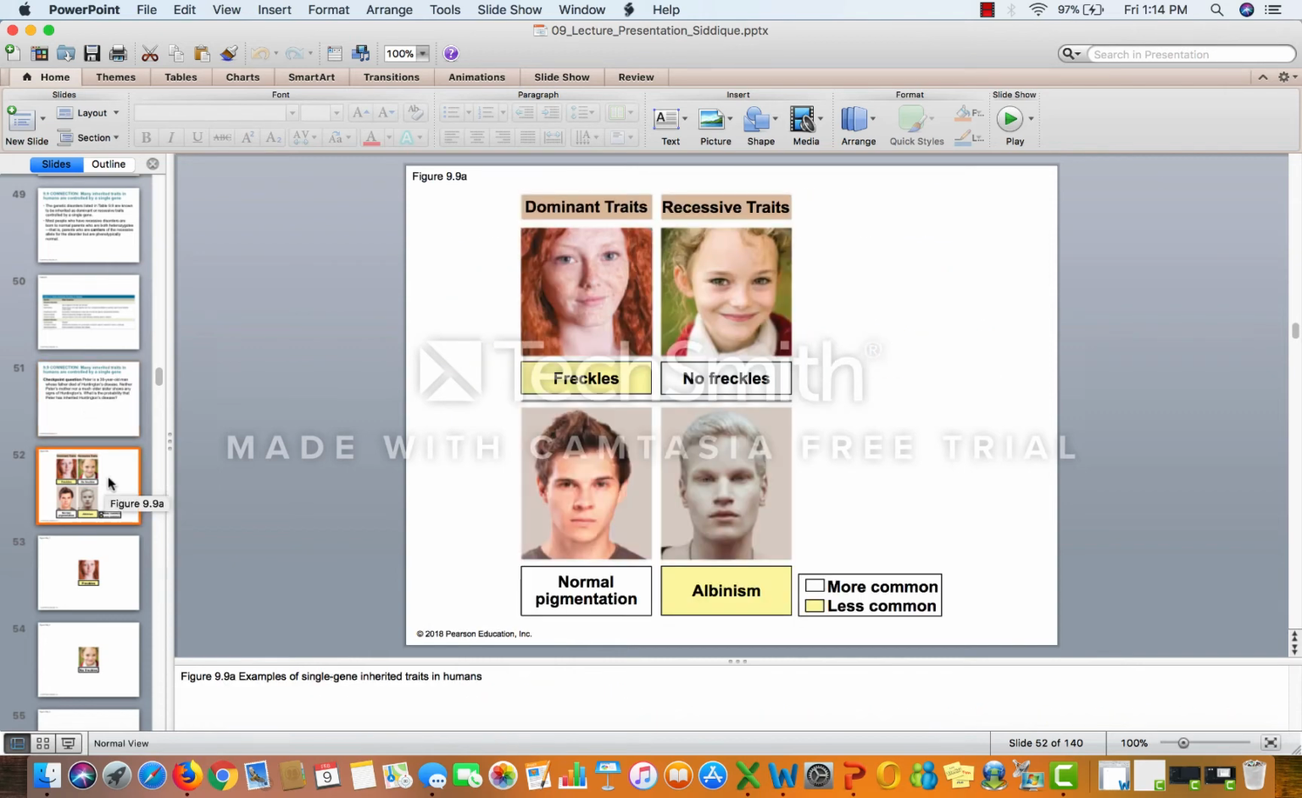All right, let's take a look at more things. These are the characteristics of some of the dominant traits. Freckles. Recessive traits is known for freckles.